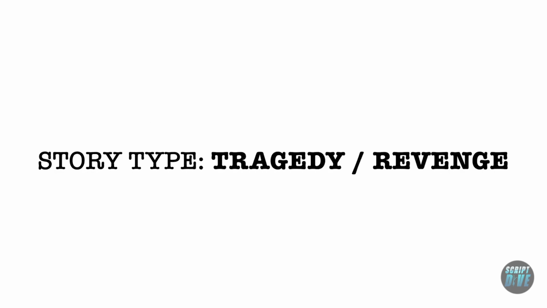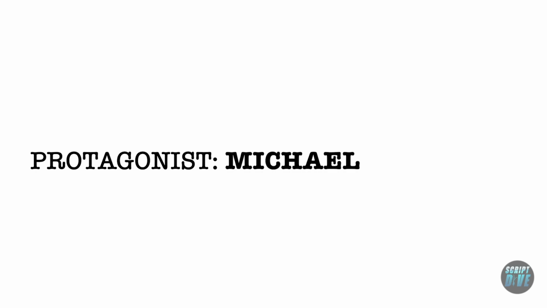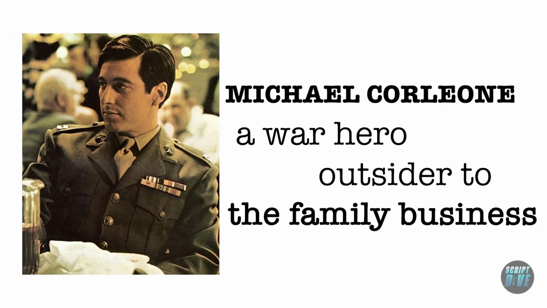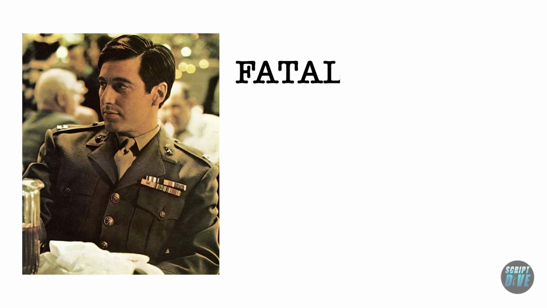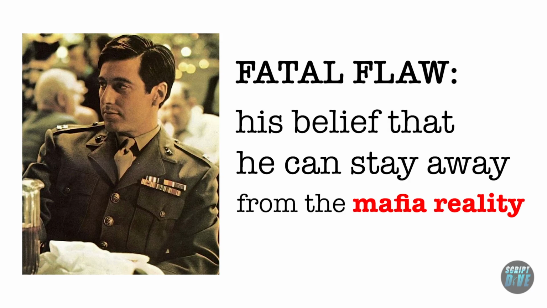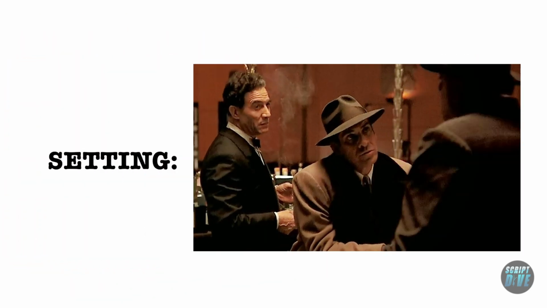Story type: tragedy/revenge. Protagonist: Michael Corleone, a war hero, outsider to the family business. Protagonist's fatal flaw: his belief that he can stay away from the mafia reality. Setting: the 1940s and 50s, New York's underworld. This is where the story takes place.